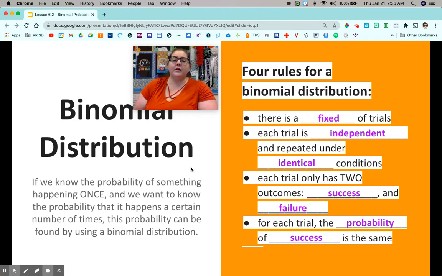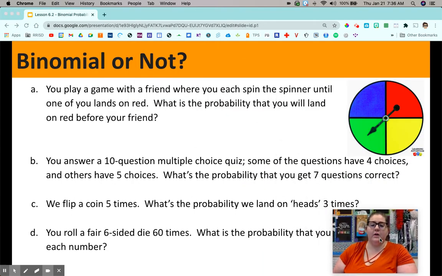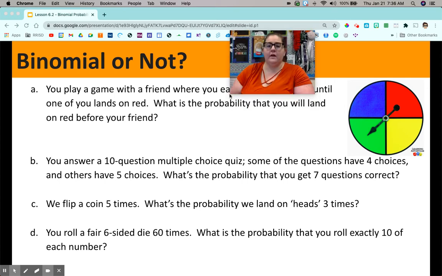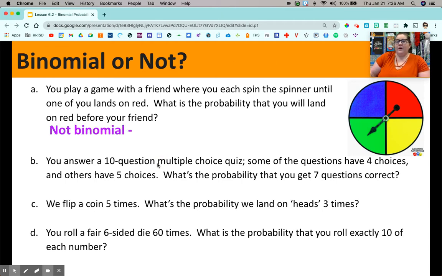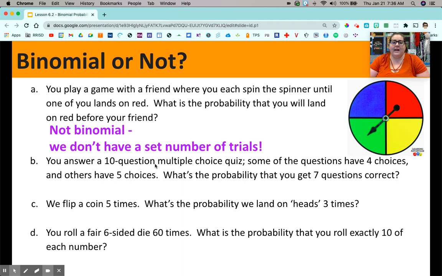So let's look at a couple of examples where you have some scenarios. We're going to decide, can we use a binomial distribution for these scenarios? So first one, you play a game with a friend where you each spin a spinner until one of you lands on red. What is the probability that you will land on red before your friend? We're not going to answer this question, but we want to know, is this binomial or not? For this one, it's not, right? We don't have a set number of trials here. We didn't say, I'm going to spin the spinner 10 times, so what's the probability that I land on red 5 times. So we don't have a set number of trials, so that would not work for binomial.